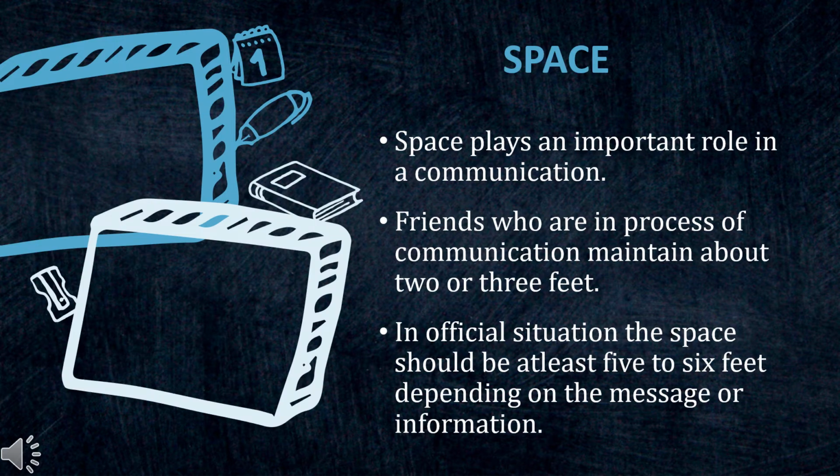Next is space. Space plays an important role in communication. Friends who are in the process of communication maintain about 2 or 3 feet. In an official situation, the space should be at least 5 to 6 feet depending on the message or information. If the distance between the two, the encoder and the decoder, is less than a foot, the situation is labeled intimate. The mother cuddling the baby, the father and the son, or husband and wife in a family private situation communicate at an intimate level of space.